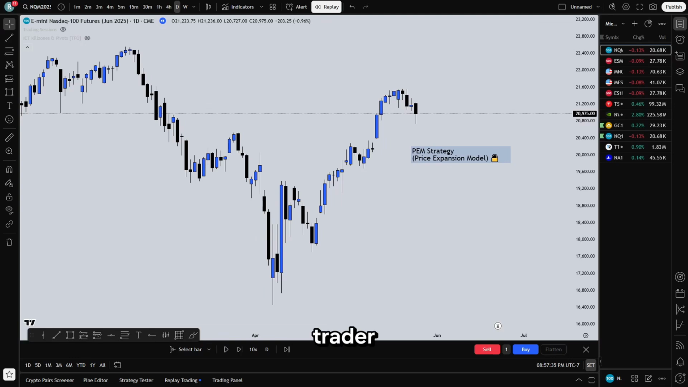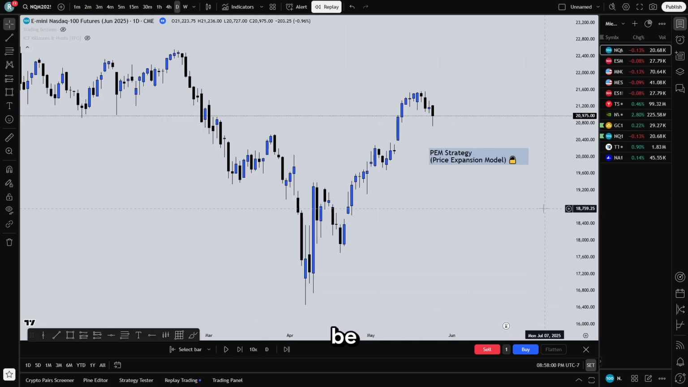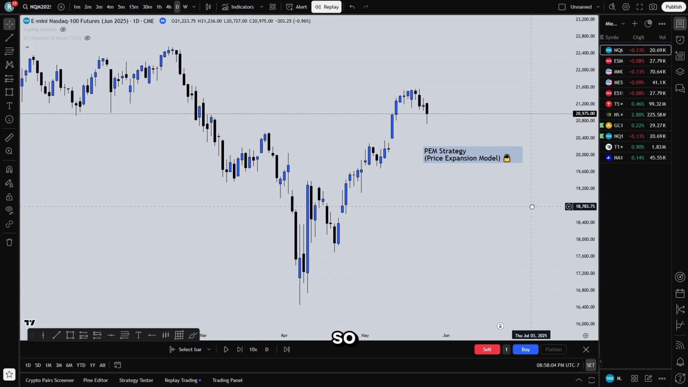To be a successful trader, you've got to have the best strategy ever. And this strategy I'm going to be sharing with you today is called the price expansion model. This is spectacular stuff because this will be the easiest strategy that you could choose from to make the best gains. So with this easy strategy, I'm going to go step by step.